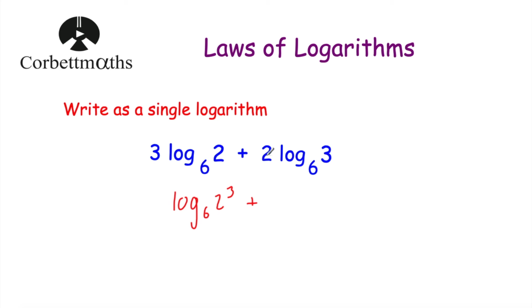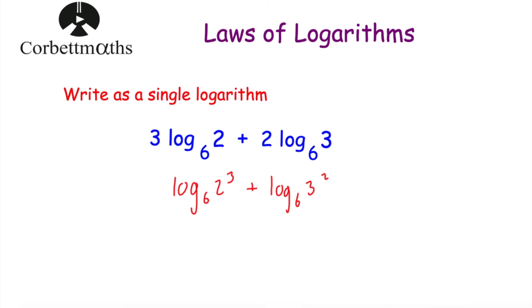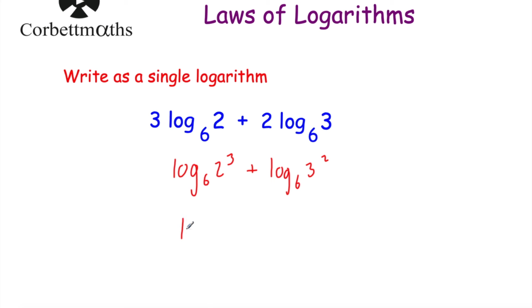And then instead of having this 2 here, we're going to bring it up as a power. So it's going to be log to base 6, and then we had 3, and we're bringing the 2 up, so it's going to be 3 squared. So then, I'm just going to scroll down a little bit. We've got log to base 6 and then 2 cubed. Well, 2 times 2 times 2 is 8. So 2 cubed is 8. And then we've got log to base 6 and we had 3 squared and 3 squared is 9. So it's going to be 9.